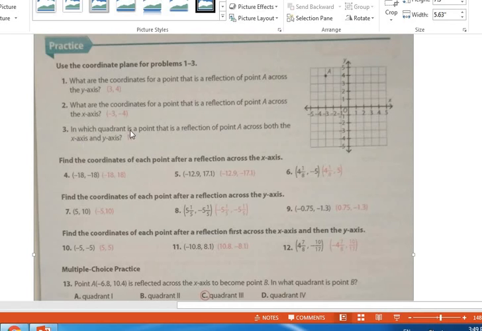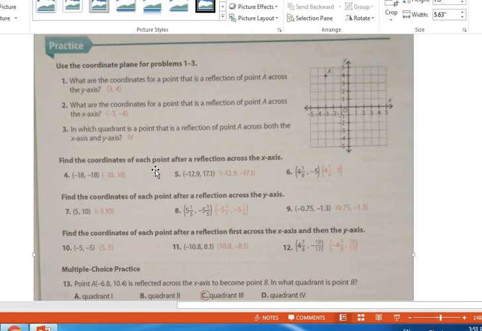In which quadrant is a point that's a reflection of point A across both the x-axis and the y-axis? Okay, it's very easy. It will pass the x-axis and then the y-axis. When A passes through the x-axis to go like this, and then passes through the y-axis, it goes like this. So it will be in the 4th quadrant here. I want you to count with me the quadrants: 1 2 3 and 4.